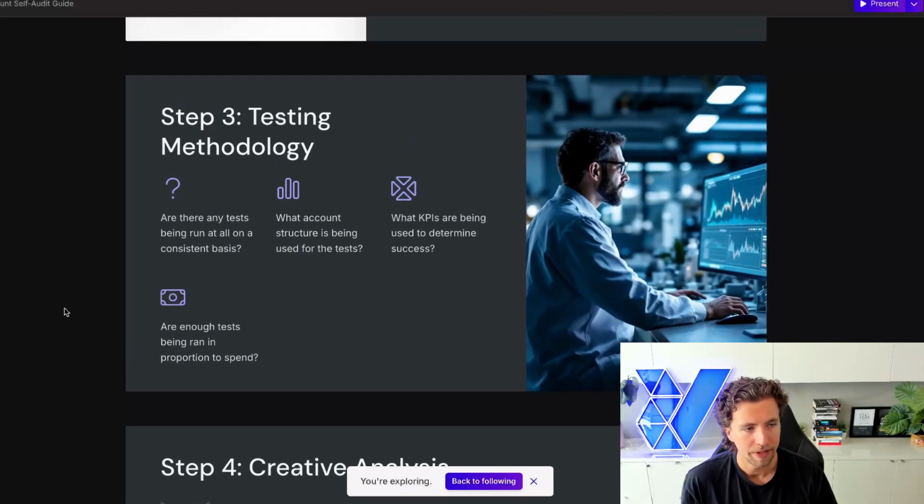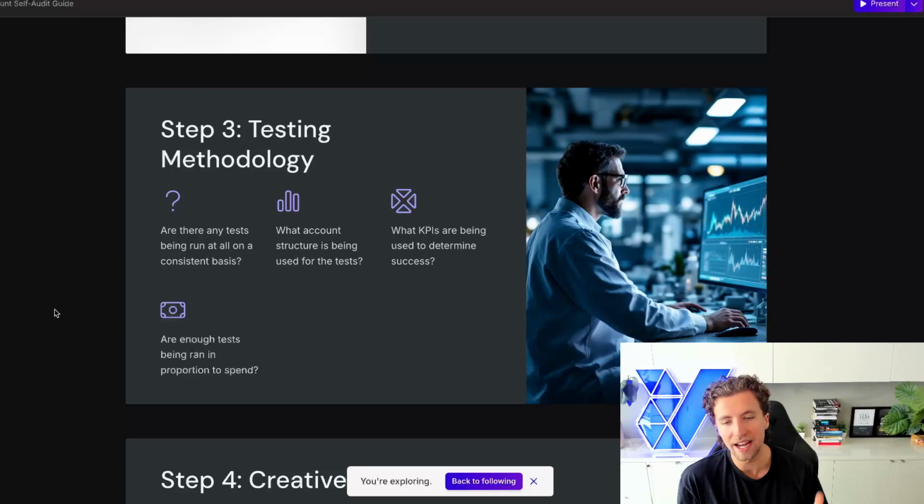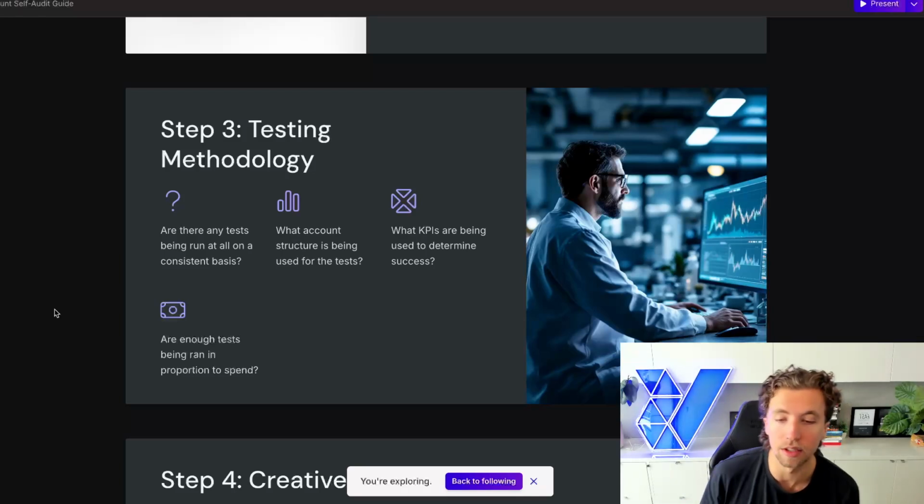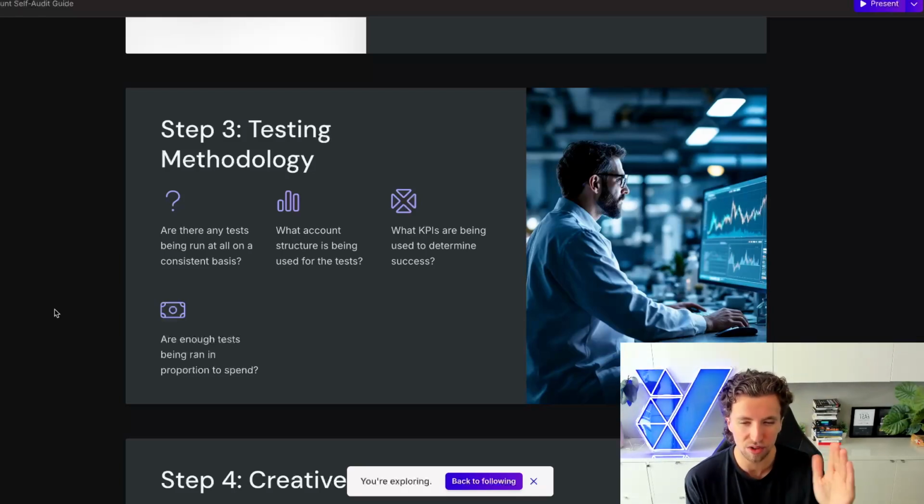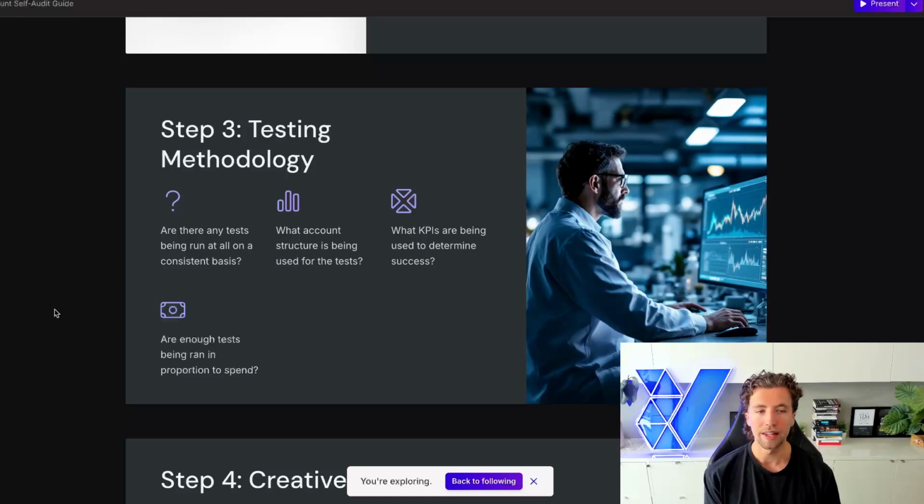Step number 3 is, does the account currently have a testing methodology in place? So are there any tests being run at all on a consistent basis? And it would blow your mind how many accounts I look at spending between $3,000 to $25,000 a month that have literally no tests running ever. Mind-blowing. And that's the reason why they're not spending $100,000 a month. Like any account that I see spending $100K or more, they have a testing framework in place.